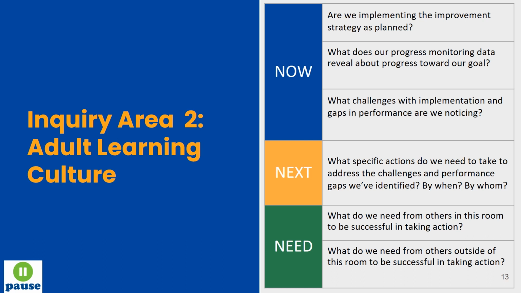Now that we have completed the status tracker for our first goal, we will follow the same process and use the now, next, need protocol to discuss our goal, improvement strategies and intended outcomes for the adult learning culture area. Please pause the video while you engage in discussion.